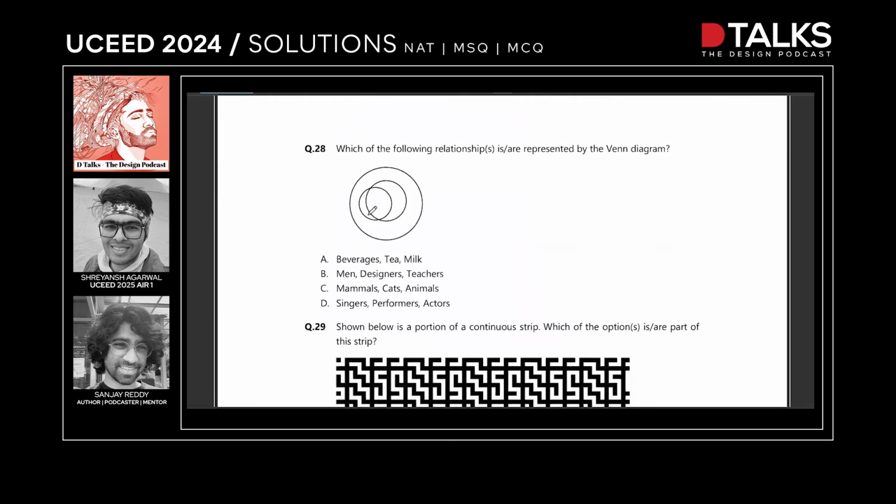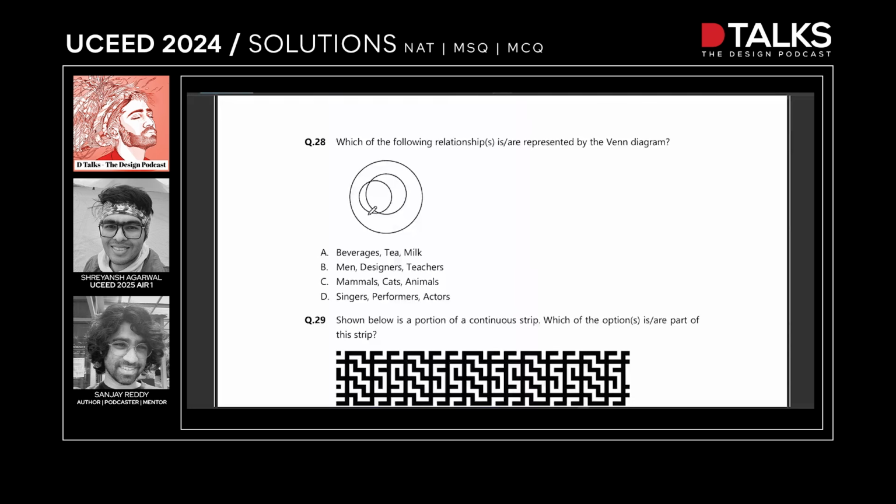Yes, B and C. Question 28: which of the following relationships is or are represented by the Venn diagram? These can sometimes be funny, it's fun to do. So beverages, tea and milk. Tea is always a beverage, milk is always a beverage, and tea has milk in it sometimes, not always, but sometimes, right? So that means tea and milk have a relation of some, but both of them are always beverages, and that's the same diagram as this.